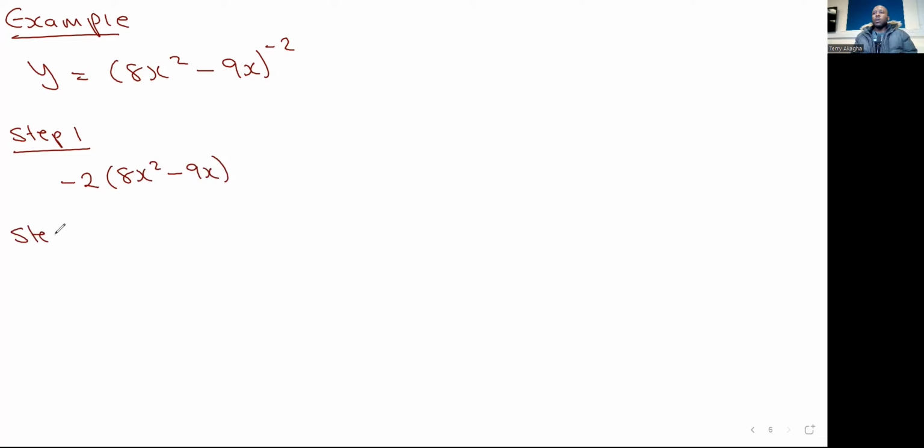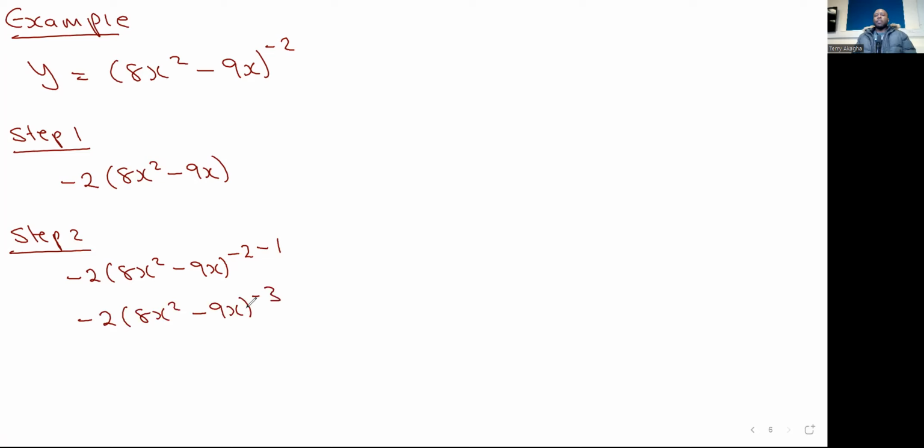Step 2, the next thing you have to do, you have to subtract 1. So it's going to be minus 2, 8x squared minus 9x, to the power minus 2 minus 1. And that will give you minus 2, 8x squared minus 9x to the power minus 3. All right? Then we'll go to step 3.